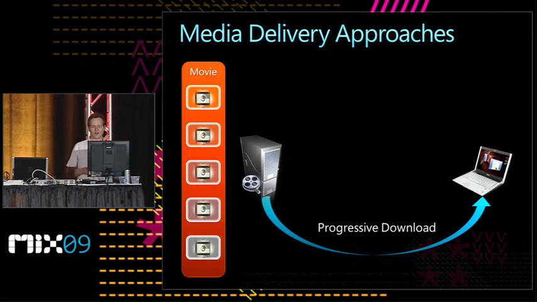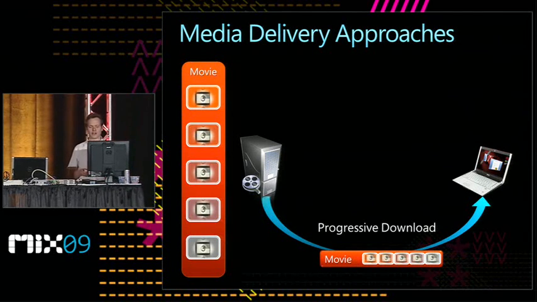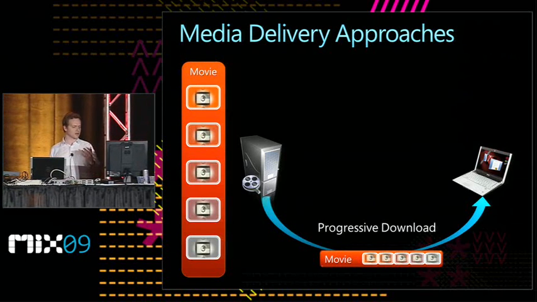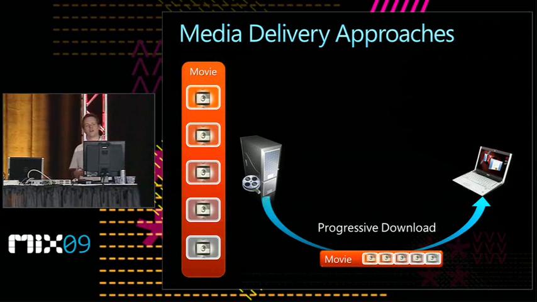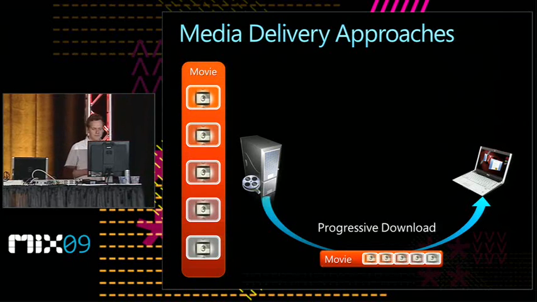First off, progressive download, where the client basically makes a request on the server. The bits are delivered as fast as humanly possible back down to the client, and the client can consume them. This is great because it's simple and it works with the internet, but it has some downsides. It typically costs more. You typically get the bits as fast as possible, which isn't necessarily optimal.